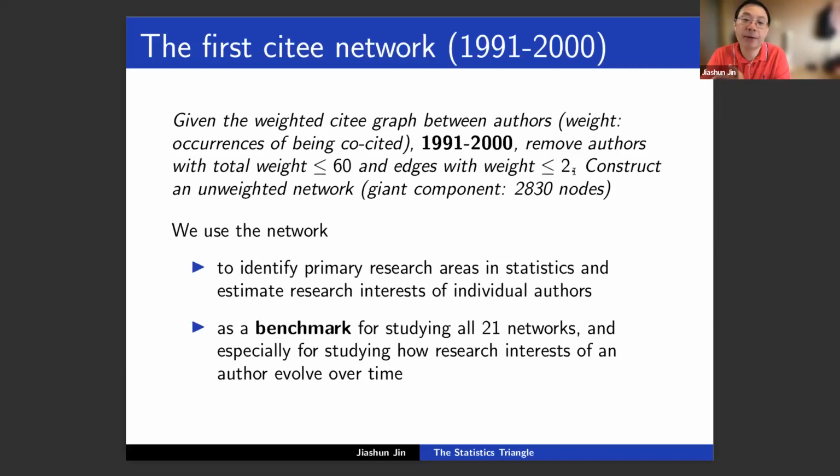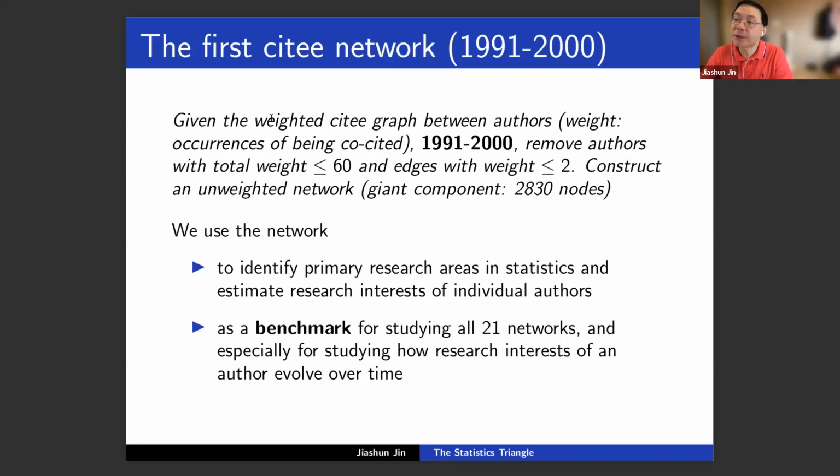We take the giant component for the first one, for the second one, through the 21st one. They may have different numbers of nodes, so we take the intersection. This intersection of 2,830 nodes is the common set of nodes in all these 21 networks. We call them the most active authors in these data sets. So far, that covers the Scite network.